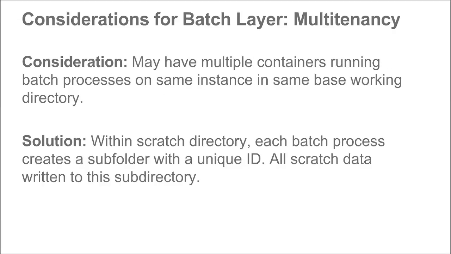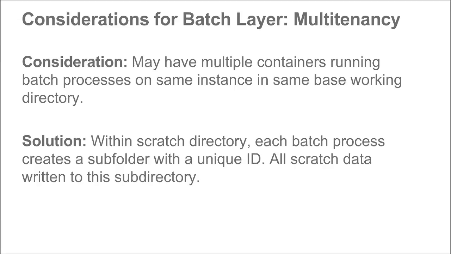The next thing I want to talk about is multitenancy. This really gets to the fact that you may have multiple jobs or, in this case, Docker containers that run batch processes on the same instance in the same working directory. If you think about the fact that, let's say, you have a large EBS volume as a scratch volume in genomics, and within this scratch volume, you may have multiple processes running on the same instance. In that case, you want to be sure that you're not overwriting any common files or scratch files.